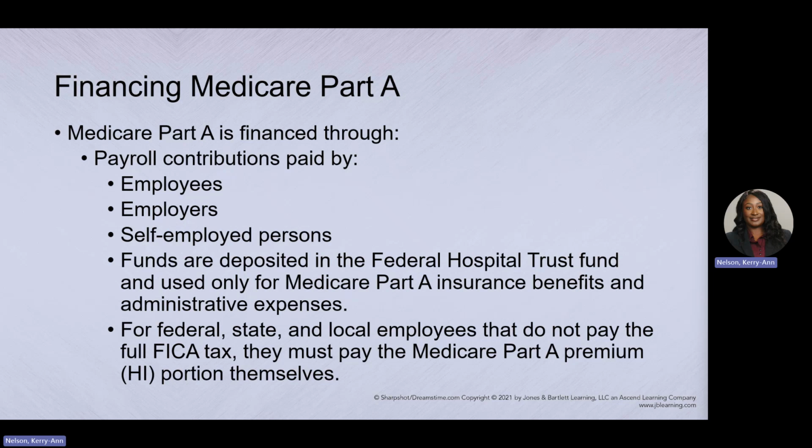Medicare Part A is financed through payroll contributions paid by employees, employers, and self-employed persons, or funds that are deposited in the Federal Hospital Trust Fund and used only for Medicare Part A insurance benefits and administrative expenses. For federal, state, and local employees that do not pay the full FICA tax, they must pay the Medicare Part A premium portion themselves.